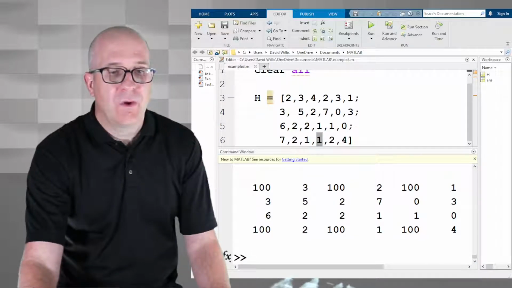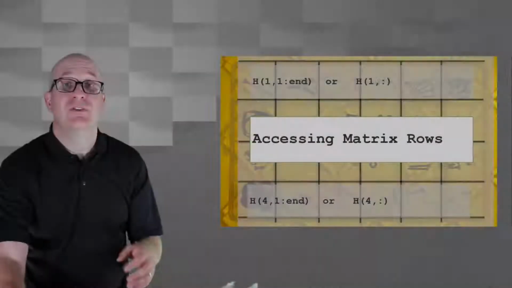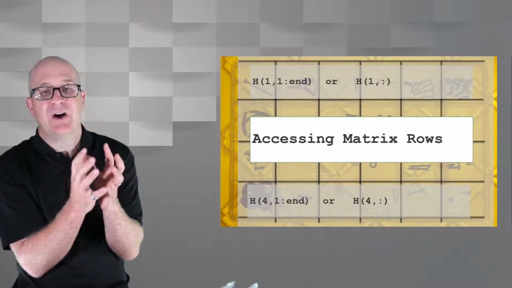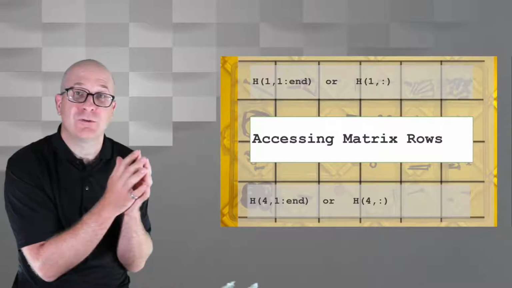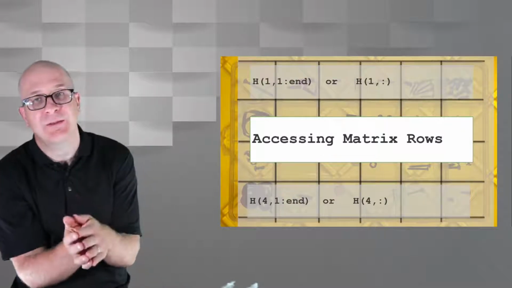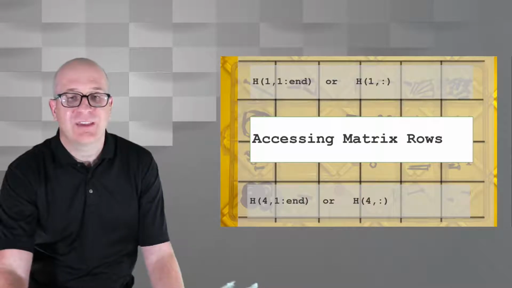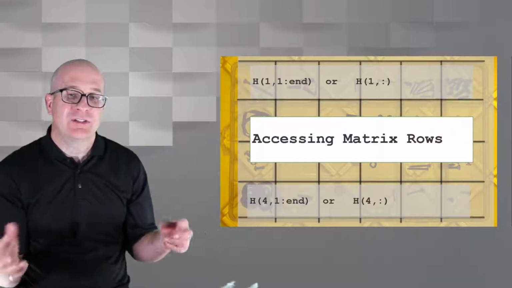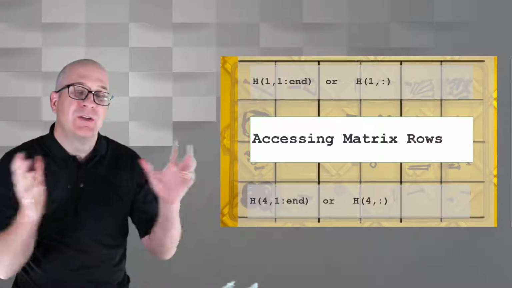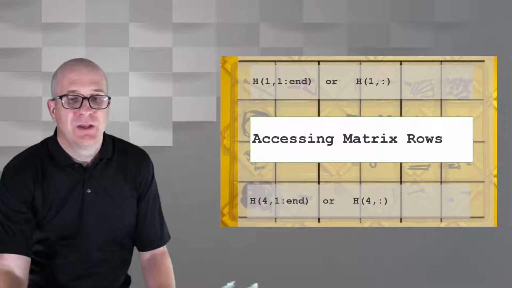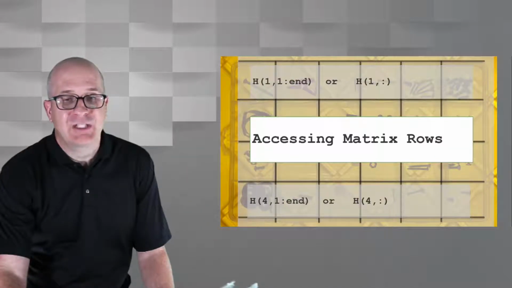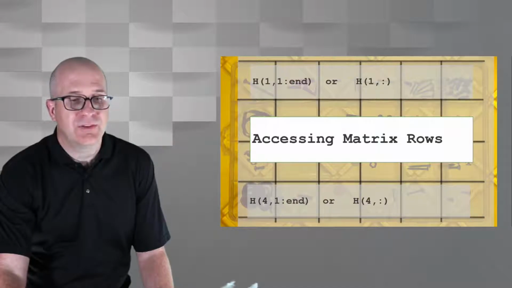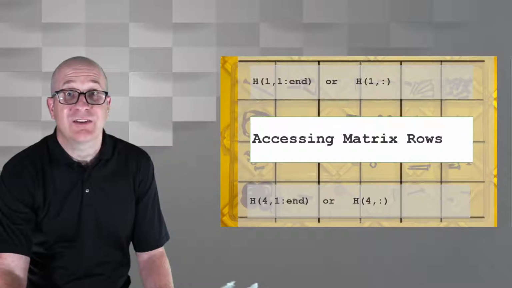So one of the interesting and useful things to do in MATLAB is to also access and change full rows of the matrix or full columns of the matrix. So we can access a full row of the matrix by saying H(1, 1:end) for the first row, or just H(1, :) to get the full first row. Similarly, we can get the fourth row by H(4, 1:end), or H(4, :). So this is best done by just seeing it. So let's take a look at MATLAB again.